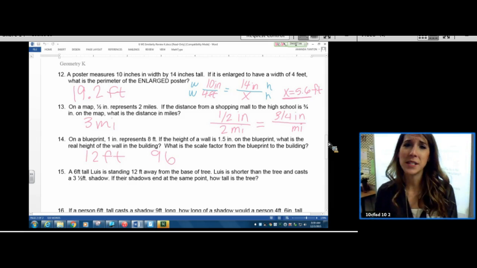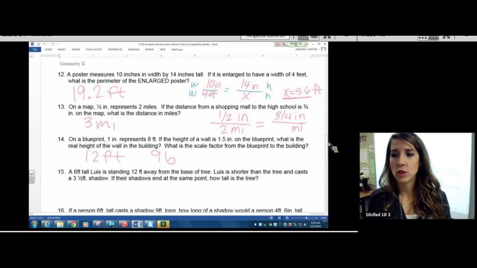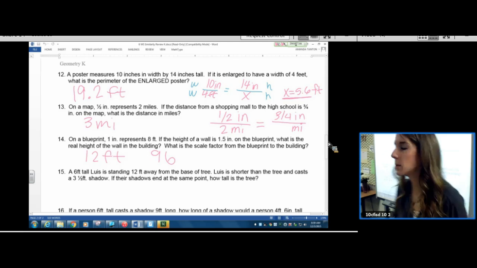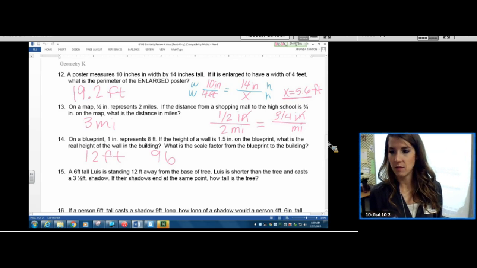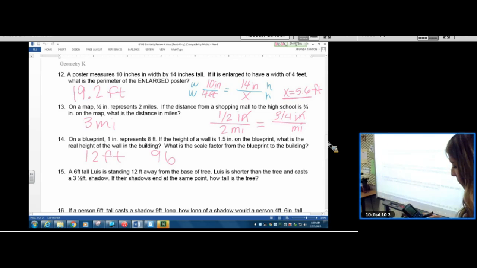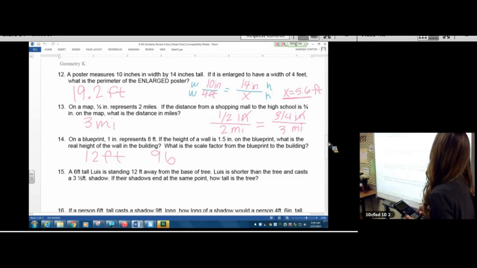Remember, when you are setting up a proportion, when you're cross multiplying, you never have to convert the units. You never have to convert them because the inches will cancel and your answer will be left beautifully in miles. All right? 3/4 times 2 divided by 1/2. 3 miles.